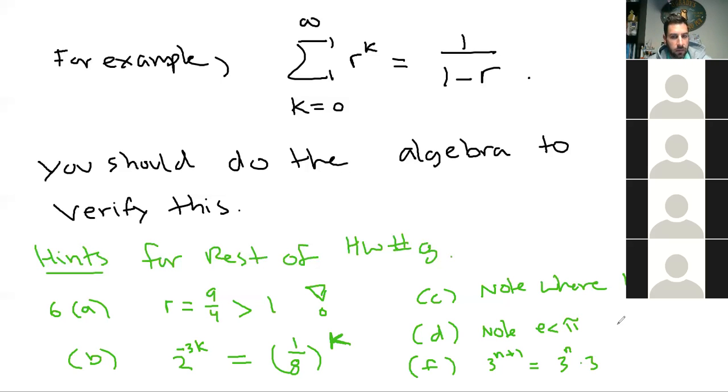If k is 0 and it's r to the 0, would that just mean it's the series plus 1? Well, that's exactly right. If you look at the top of the screen where I say suppose k starts at 0, the first term would be 1, right? So if you take the formula and then add 1 to it and do the algebra, you get this.